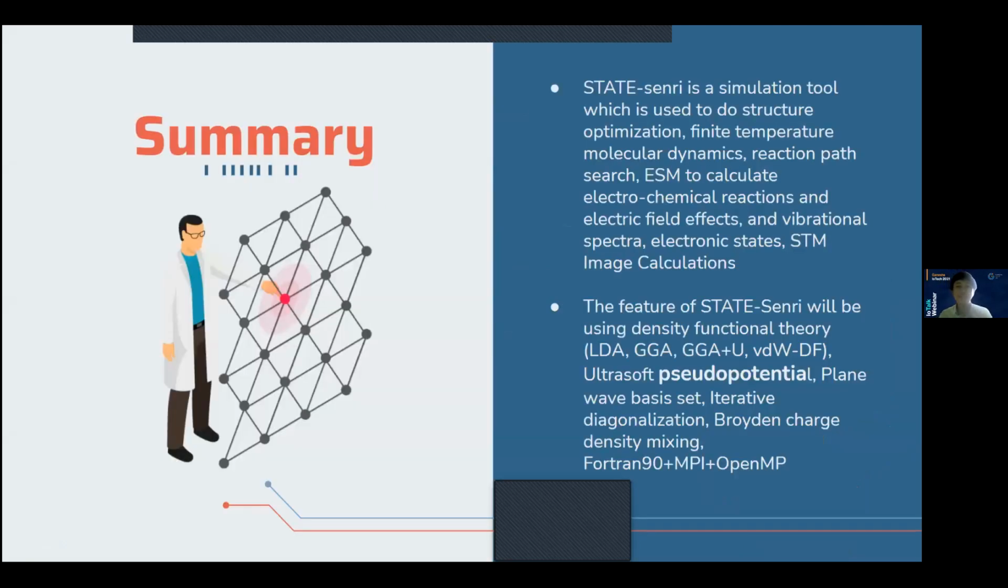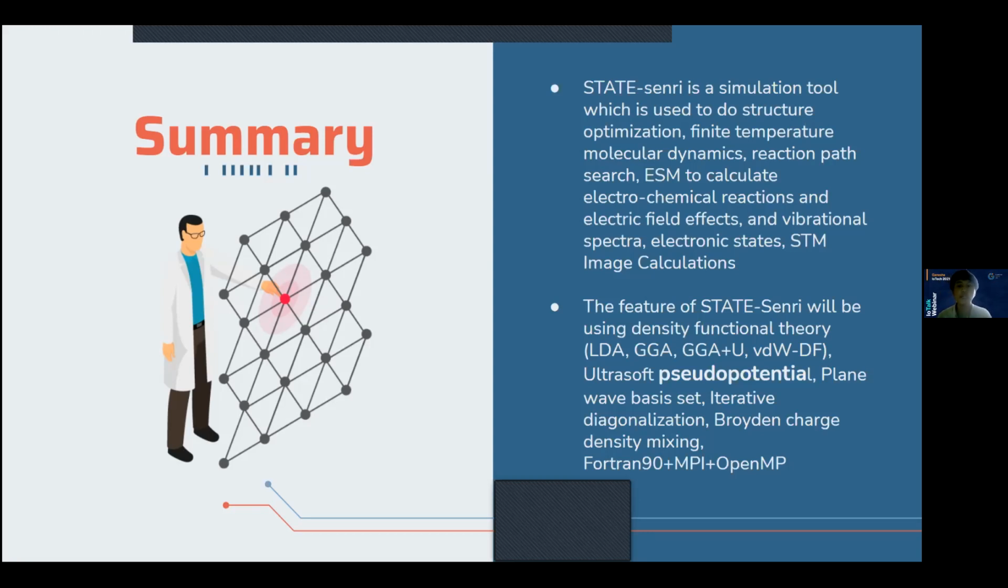Okay, so my summary: STATE Senri is actually a simulation tool for computation, which is used to do structure optimization, finite temperature molecular dynamics, reaction path search, ESM, to calculate electrochemical reactions and electric field effects, and also vibrational spectra, electronic states, and STM image calculation, which was already delivered in the lecture by Morikawa Sensei.